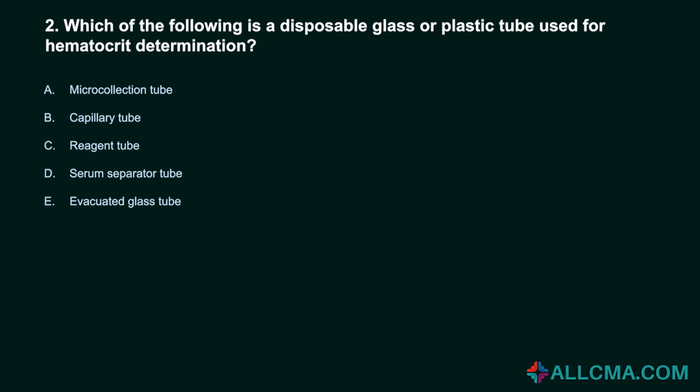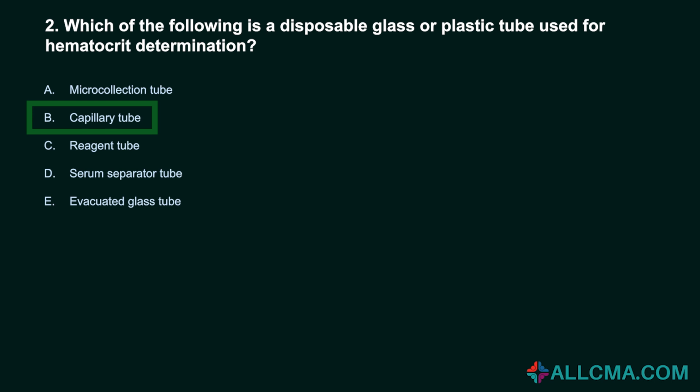2. Which of the following is a disposable glass or plastic tube used for hematocrit determination? A. Microcollection tube. B. Capillary tube. C. Reagent tube. D. Serum separator tube. E. Evacuated glass tube. Correct answer, B.